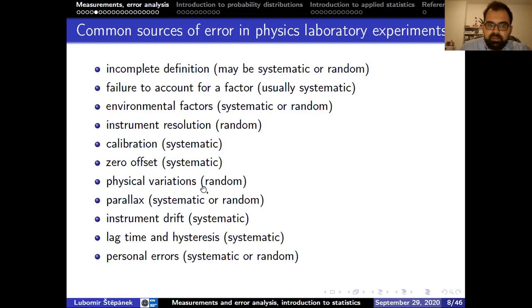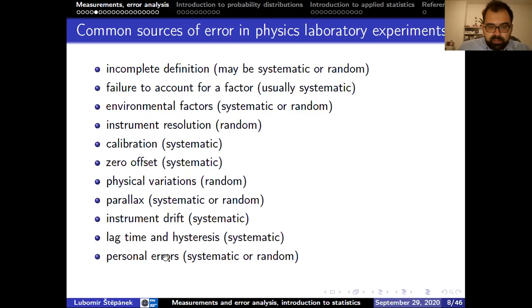Parallax is something typical for astronomy, but not only for astronomy. It means that the observer who tries to measure something is pretty far from the measurement instrument, or at some strange angle, so she or he is not able to do the measurement appropriately. Instrument drift is also something similar, let's say, to the zero and calibration issue, and so on.